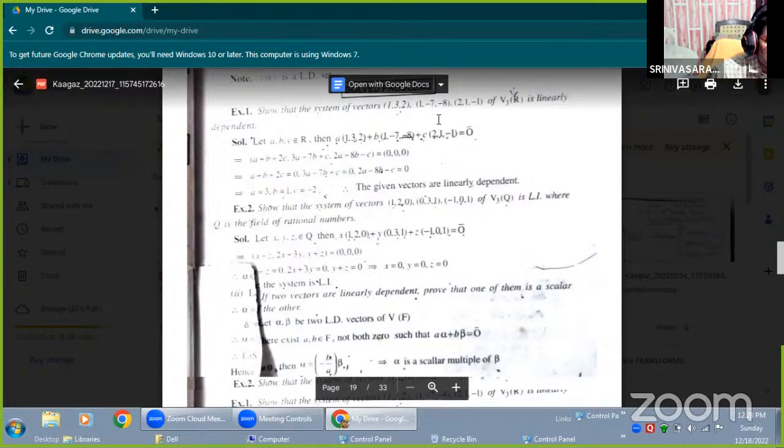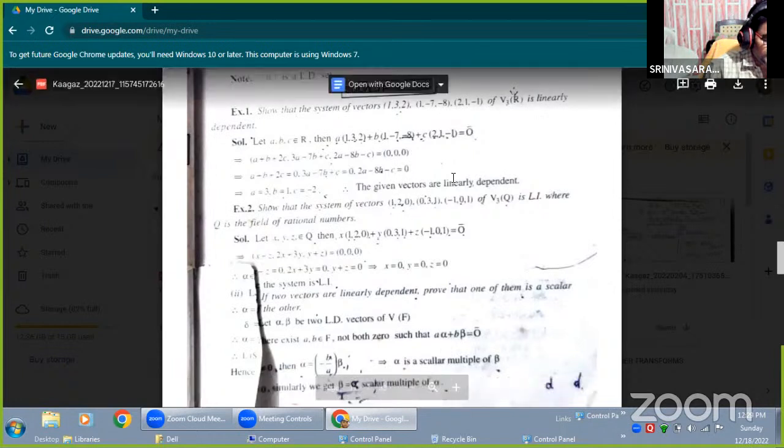Show that the system of vectors (1, 3, 2), (1, minus 7, minus 8), (2, 1, minus 1) is linearly independent. These three vectors are three-dimensional vectors, in V3 of R. First, by the definition, and second, by the matrix method. Just see and refer to them.